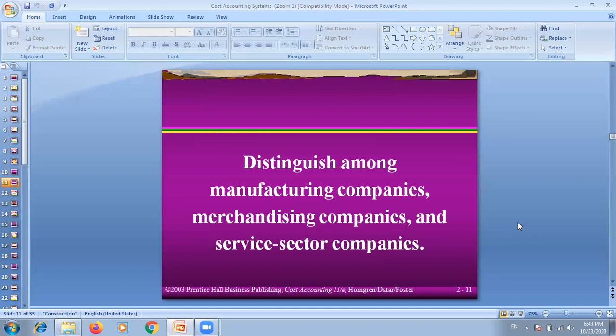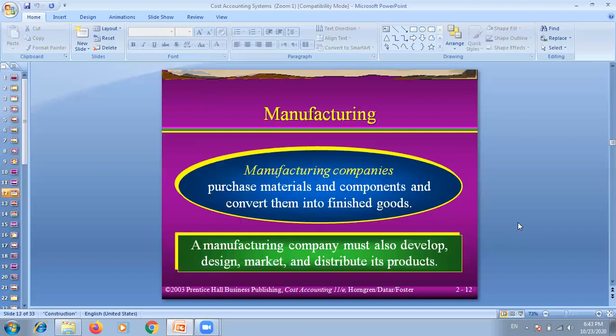Regarding the service sector, such as a tourism company, the tourism company renders services. So it needs no raw material, it needs no work in process, it has no finished products, but it renders services, so it does not have any kind of inventory.